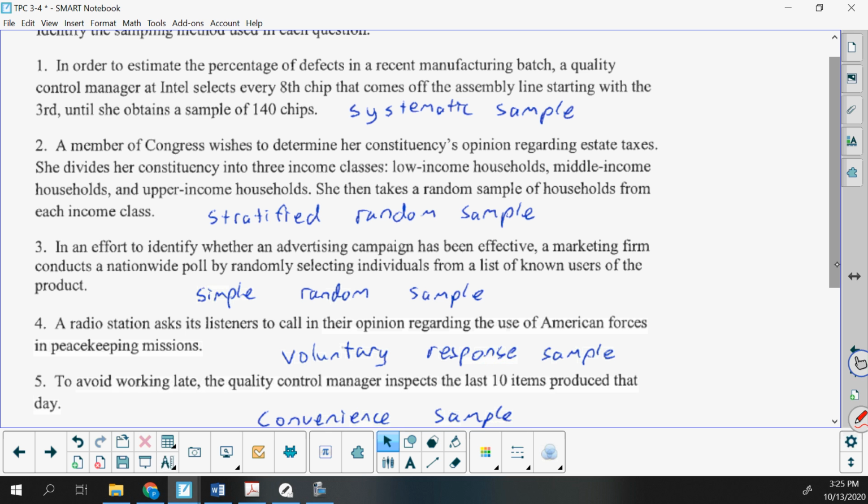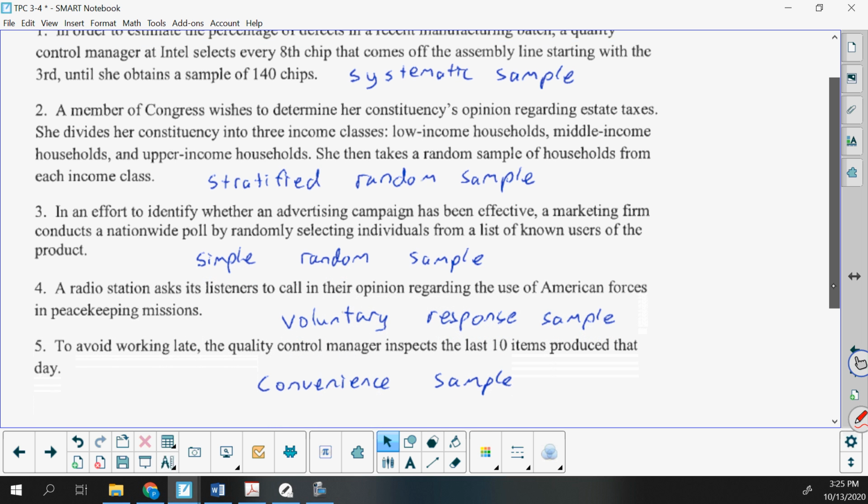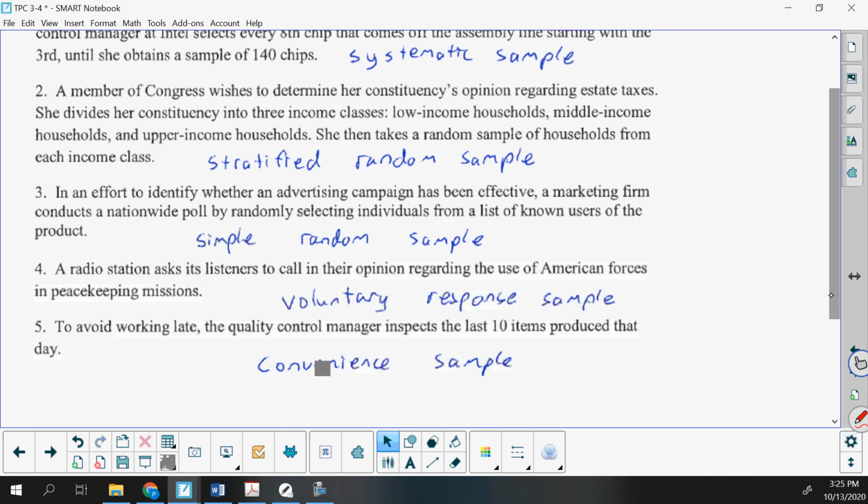Simple random sample for 3 because everyone had an equal chance of being selected, and you were just randomly selecting those people. Voluntary response, that's when people have to put effort to respond. Usually that creates a lot of bias because you only get the people that are either really for it or really against it. And convenient sample is whatever is easiest for the researcher or the data collector. So it will make their life the easiest. So that's why it's called a convenient sample.